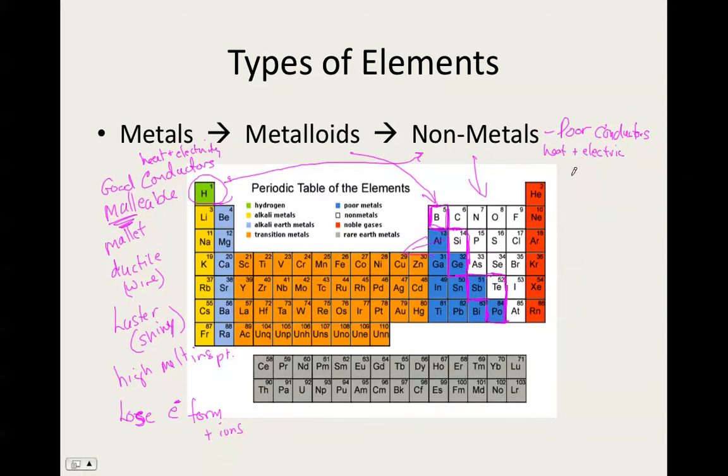Okay? They are brittle, which is the opposite of malleable. All right? Brittle means if you hit it, it will shatter. It cannot be bent and hammered into sheets like pans or cars or whatever. Okay? They are not ductile, meaning they cannot be pulled into wire. They are dull in appearance, which means they lack luster. They're not shiny. Okay, and like I said, they're very good insulators.